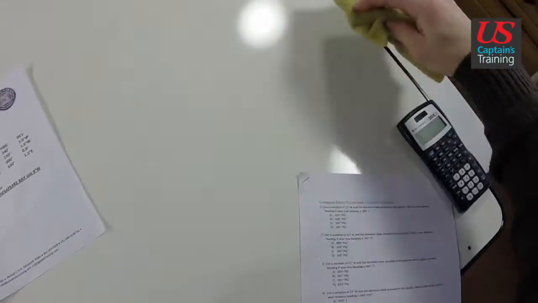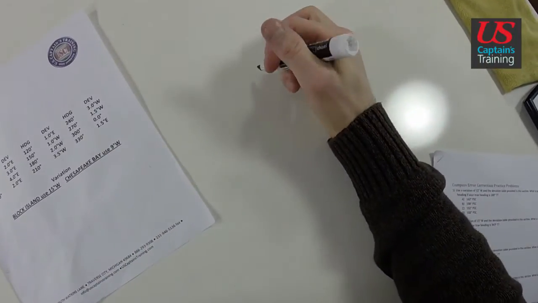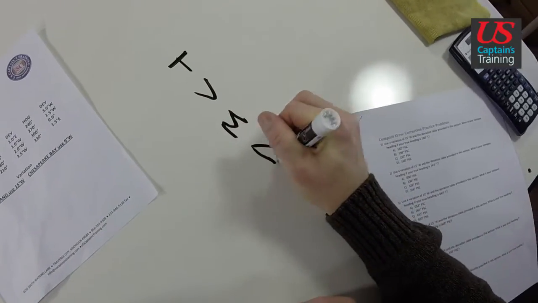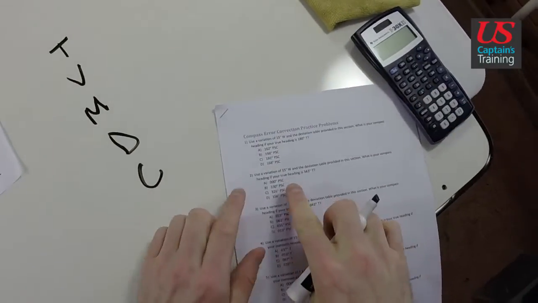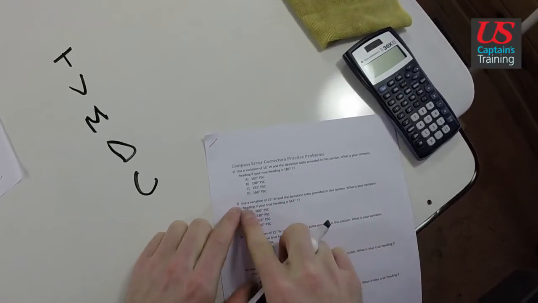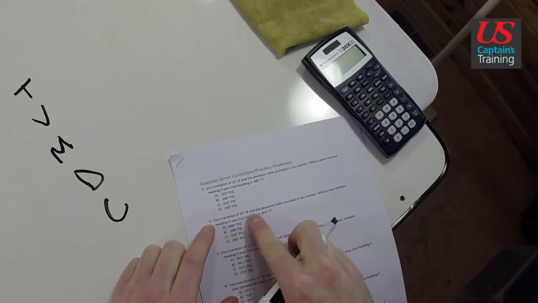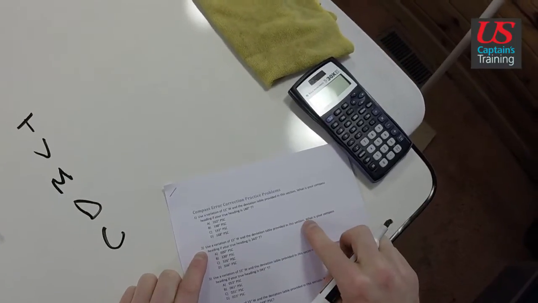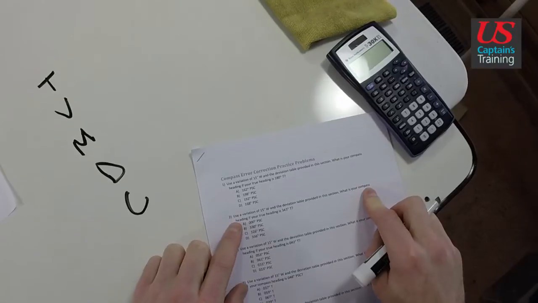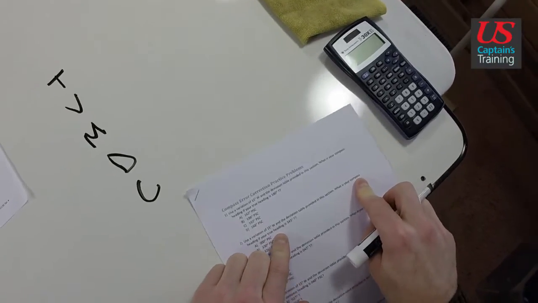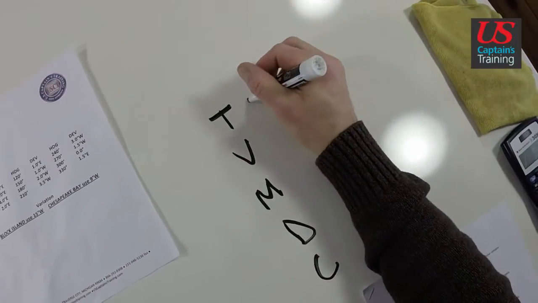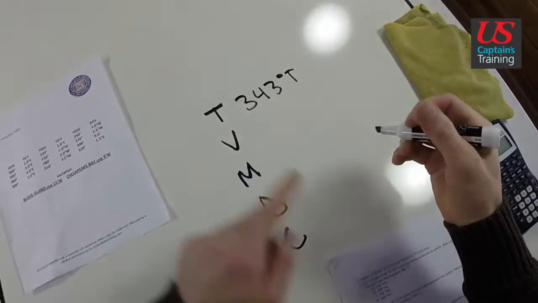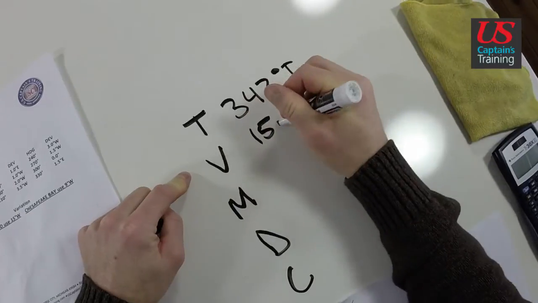Okay, let's move on to number 2. Erase this, and we'll start fresh. TVMDC. Second one reads, they all start with, use a variation of 15 west and the deviation table provided in this section. And then starts the question. What is your compass heading if your true heading is 343? So our true heading is 343 degrees true. Variation again, 15 west.